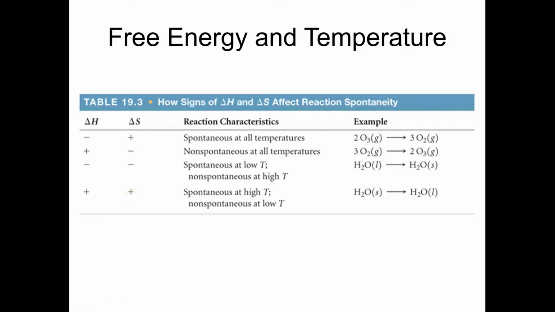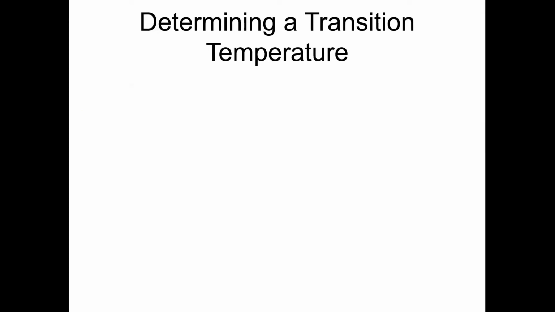If we were actually going to calculate this, we would do it in this way. I've just invented a term called transition temperature. And what I mean by transition temperature, and this is not a technical term and it's not in your textbook, is the temperature at which a reaction goes from being non-spontaneous to being spontaneous, or the other way around, the temperature at which a reaction goes from being spontaneous to being non-spontaneous. And we can calculate it in this way.